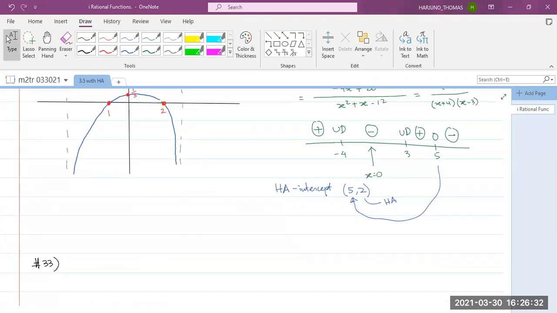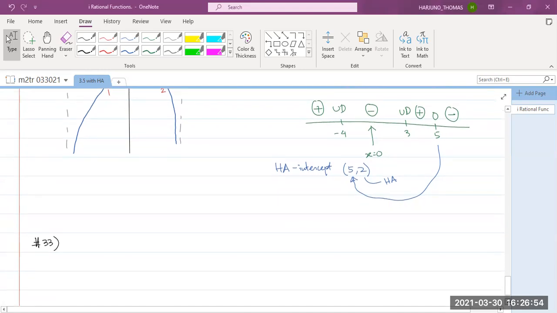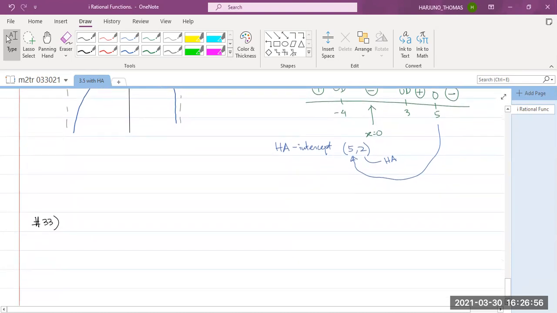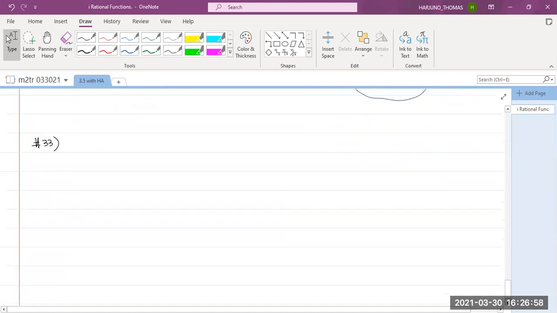So for this page, I changed it to 3.5 with horizontal asymptote. Okay, and after this, we will work on the problems with slant asymptote or curvilinear asymptotes. Okay, basically without horizontal asymptote. Now, we have not had a case where the horizontal asymptote is the x-axis yet. Now, number 33 is one of them.